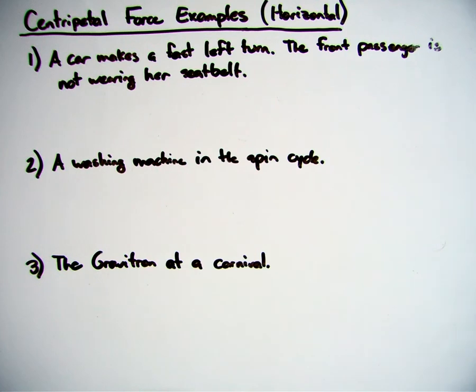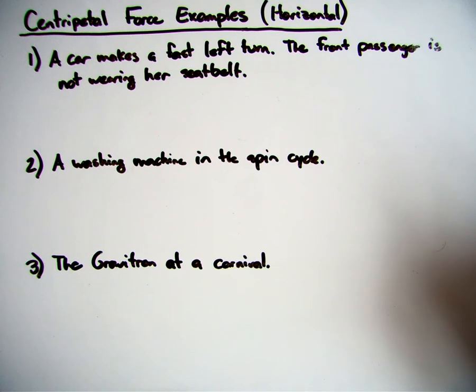In this video I have a few different examples of horizontal centripetal force, and we're not really going to be solving anything for these three examples. We're really just going to be taking a look at what's happening to the objects in these examples and why they're moving in a circular motion. So the first one is this car making a fast left-hand turn.